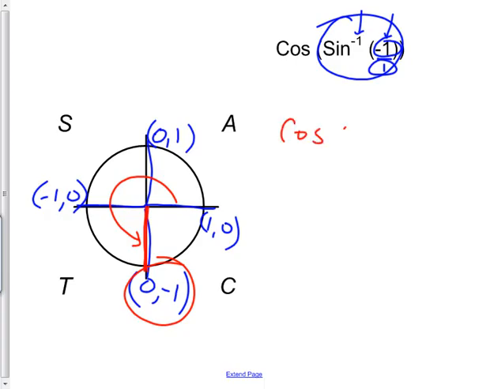Now, cosine of 270. Well, that's easy if you think about it too, because I've already got this all drawn out. Sine was the y. What's cosine? It's the x. And no, therefore, it's 0.